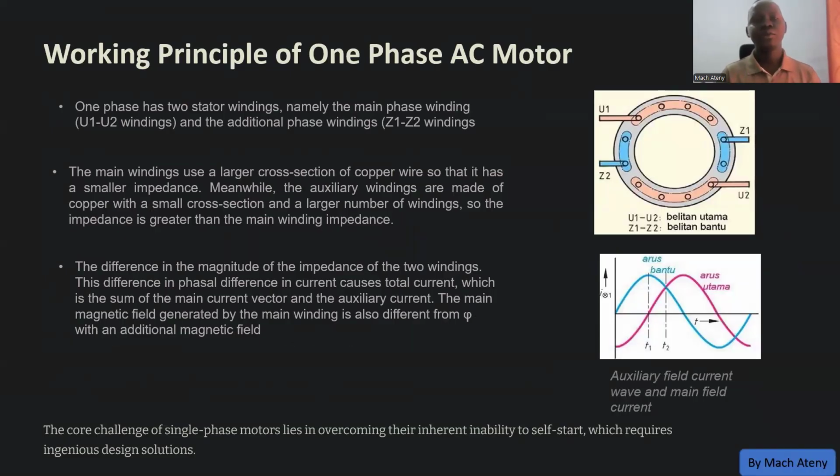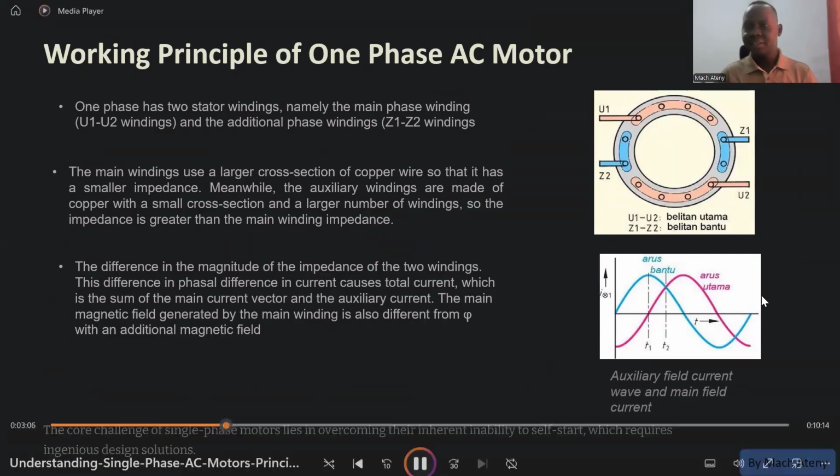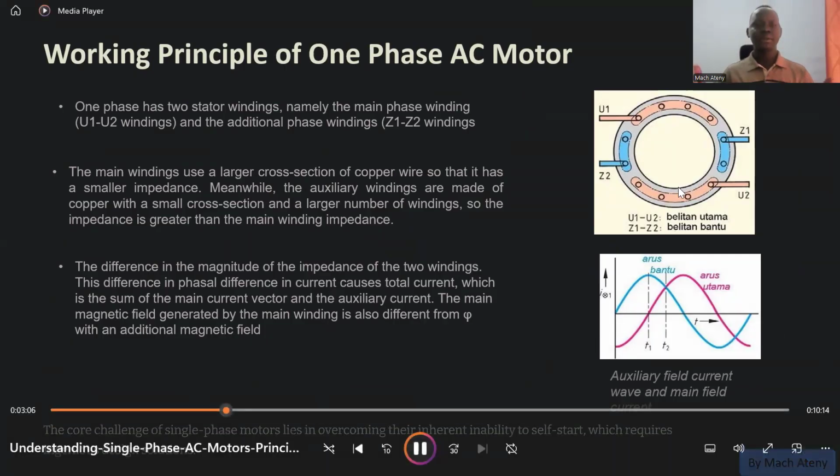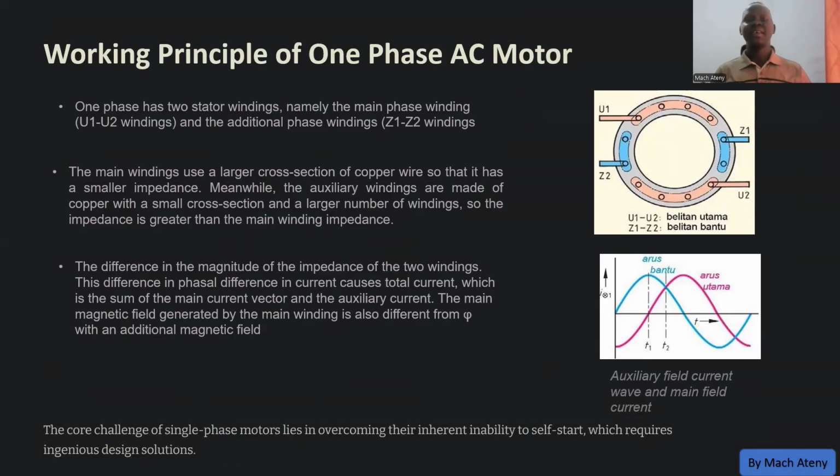And here we come to the working principle of a single phase motor. What are the principles? Here we have a single phase with a starting winding, namely the main phase winding, which is U1 and U2. These are the U1 and the U2. And also an additional phase winding, which is Z1 and Z2 winding. All these are the working principle.